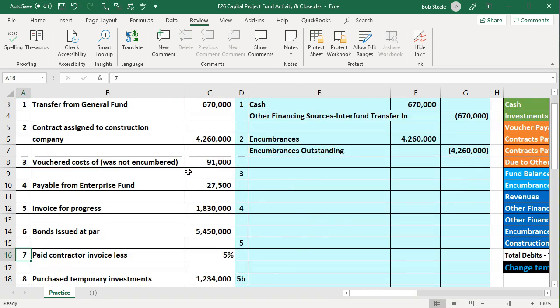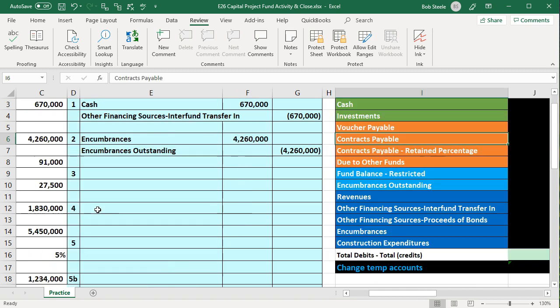Let's see what's next. We've then got number 3, which says the vouchered costs of the $91,000, and it's saying here that this was not encumbered. So we had not included this. We just recorded the encumbrances here. This item wasn't included in the encumbrance. So this is something that we didn't, in essence, already assign out within the contract, and it's over and above that. Therefore, we're not going to be reducing the encumbrance and then recording the expenditure as we would if it had been included in the encumbrance, but instead just recording the expenditure.